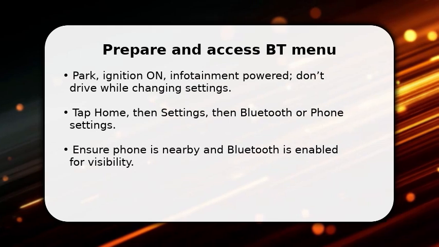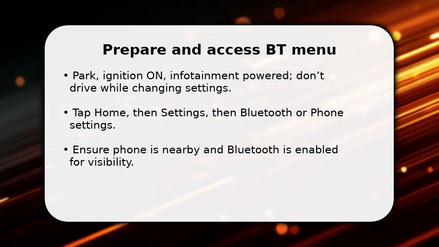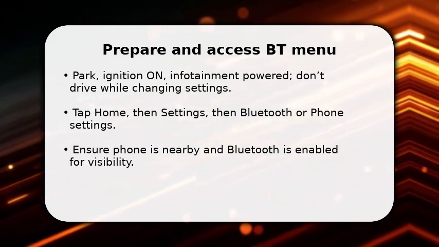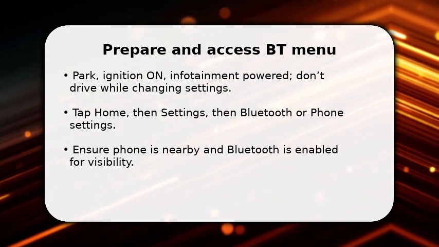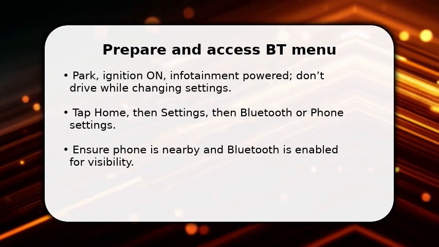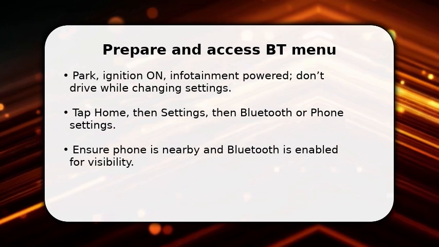You're starting in the driver's seat with the Fortuner on and the infotainment screen live. First, tap Home, then open Settings and choose Bluetooth or Phone Settings. This brings up paired device lists. You're doing this now so you don't waste time searching later. Make sure your phone's Bluetooth remains discoverable briefly so the system refreshes the list.